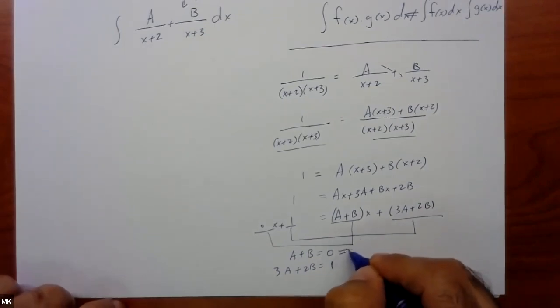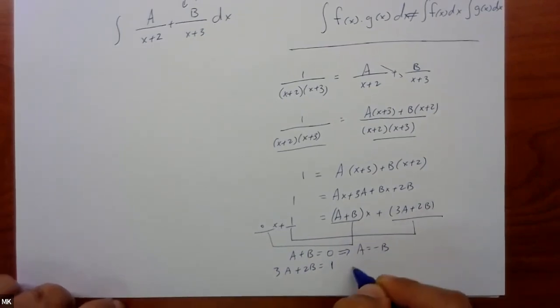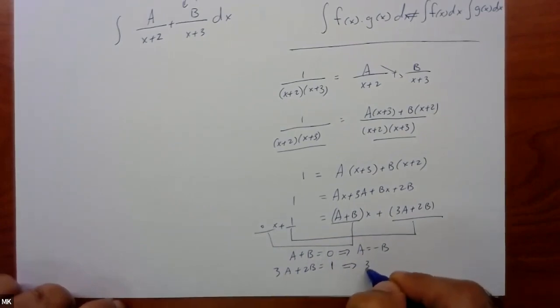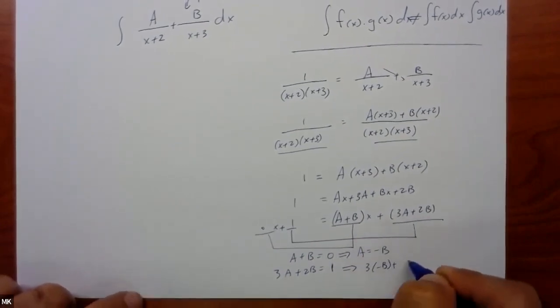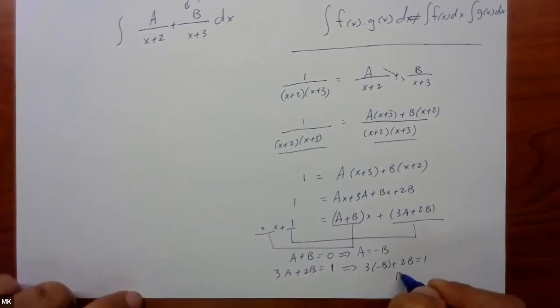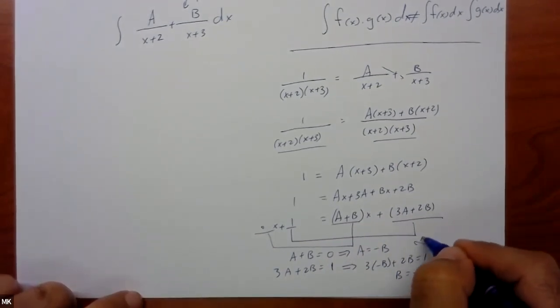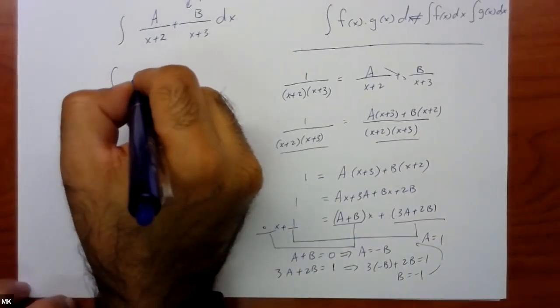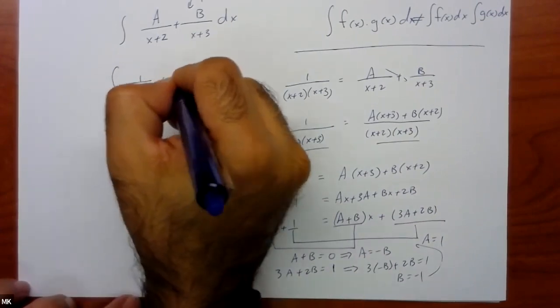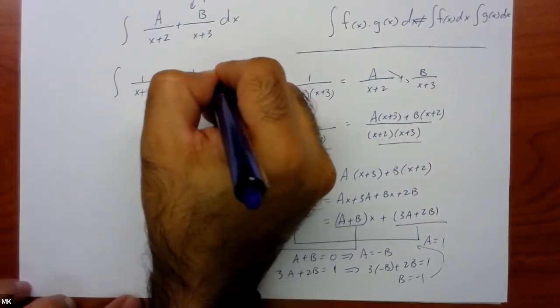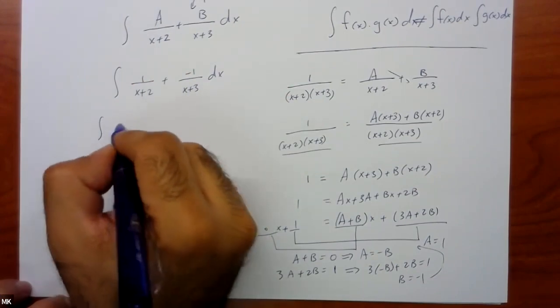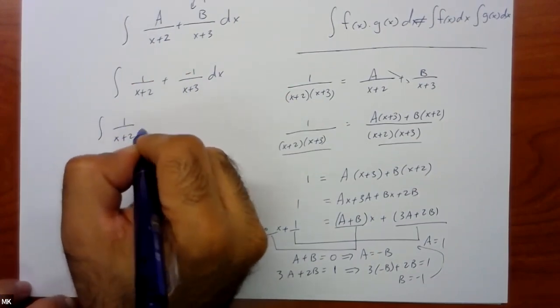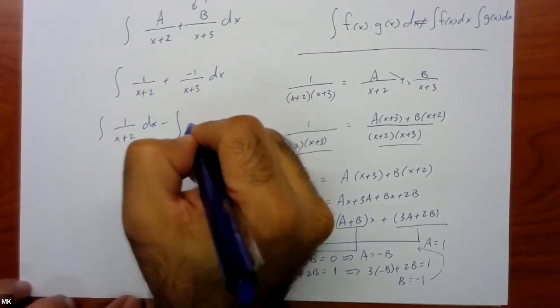So from here, you get A is negative B. Plug it in here, you get 3 times negative B plus 2B equal to 1, so B is equal to negative 1, which as a result means A would have to be 1. So this becomes 1 over x plus 2 plus negative 1 over x plus 3. Now you can split it, because addition works well with the integration. It splits.